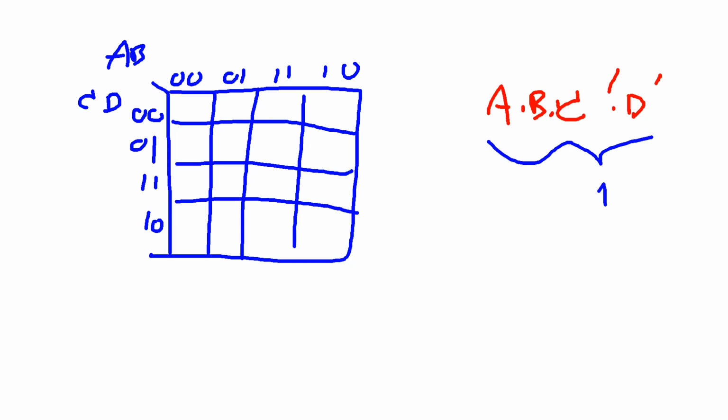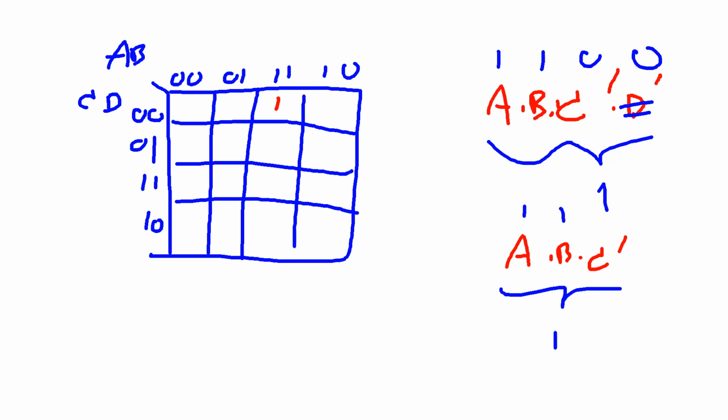This term will be 1 when A is 1, B is 1, C is 0, D is 0, right? So the cell is 1, 1, 0, 0, this cell. Okay, how about this term? A and B and C prime. Now I remove one variable. What happened? This term will be 1 when AB is 1, 1 and C is 0, right? AB is 1, 1 here and here, and C is 0 here and here. So let's cover these two cells for this term.